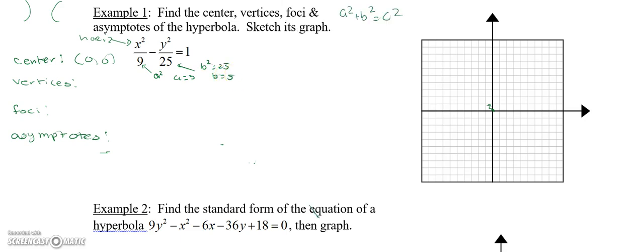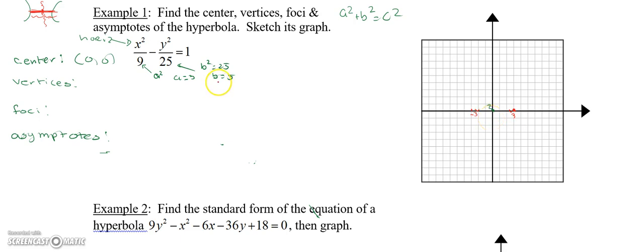With my a and b, I can draw my box. I know the axis that connects my vertices is going to be in the a direction. From the center, I go a to the vertices, and then I go b in the other direction. So I'm going to go a units, 1, 2, 3, and that's where my vertex is. And then go 1, 2, 3, and plot my other vertex. So I have my 2 vertices now, and they are at 3 and negative 3.